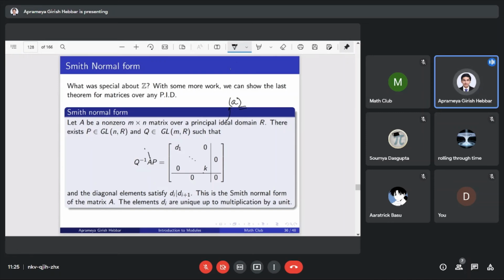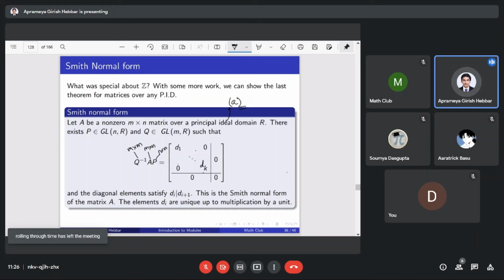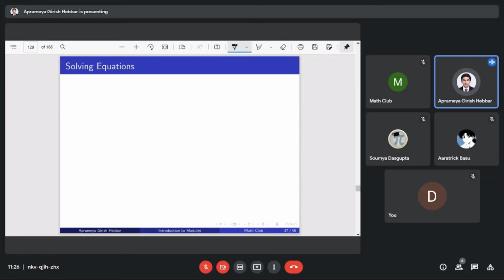So again, A is m cross n, P will be m cross m, and Q will be n cross n. Both are invertible, and Q inverse AP will have the form d1 up to dk with everything else 0, and the diagonal elements satisfy di divides di plus 1. Over a PID, you have the concept of divisibility, and this is called the Smith normal form of the matrix A. And these elements di, you can prove that they're unique up to multiplication by a unit. I'm not going to prove this Smith normal form here, but I'm going to use it for the fundamental theorem.